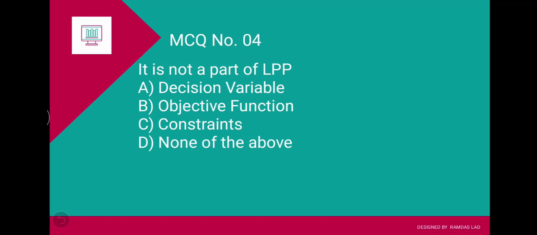Option A, decision variable, is a part of LPP. Objective function as well as constraint are part of LPP. It means the correct answer of this question is option D, none of the above.